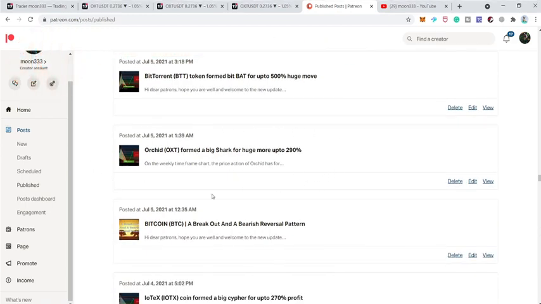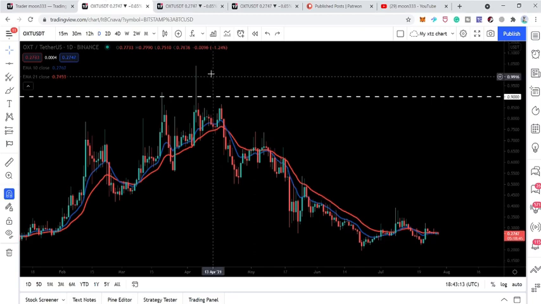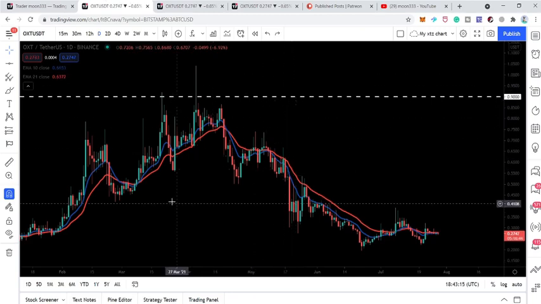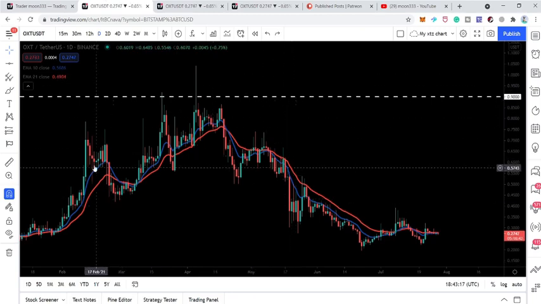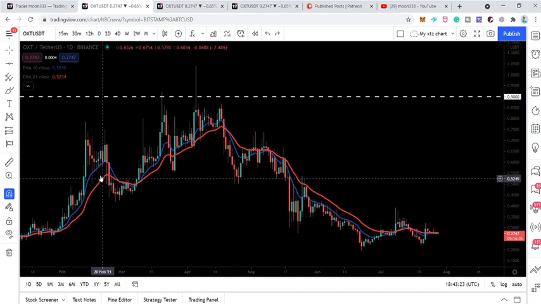I'll share the complete buying and selling targets for this pattern with you as well. But before this, let me show you this live daily time frame chart. And here I have placed the exponential moving averages with the time periods of 10 and 21. This blue one is 10 and this red one is 21.